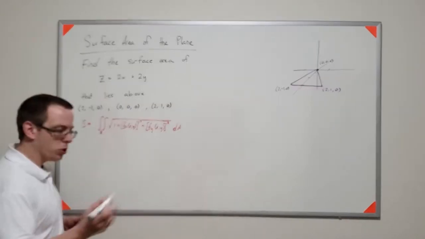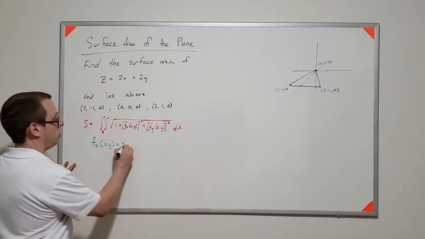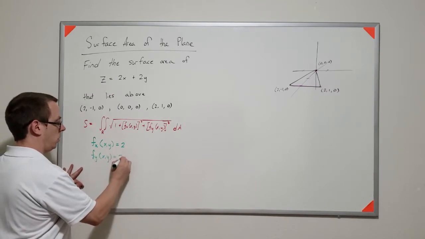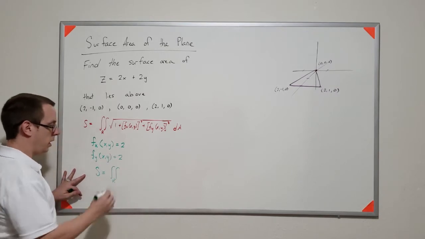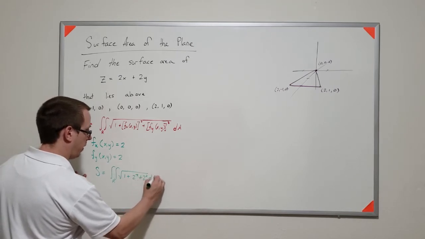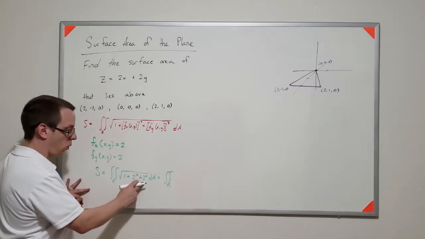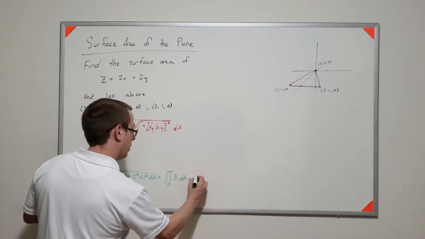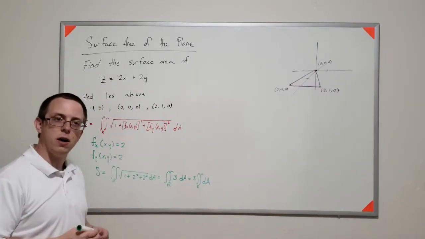So let's go ahead and get our partials. The partial with respect to x of this function is just 2. The partial with respect to y of this function is just 2. So the surface area is the double integral of the square root of 1 plus 2 squared plus 2 squared dA. Well, that's 1 plus 4 plus 4, so that's 9. The square root of 9 is 3. So I have 3 times the differential area.